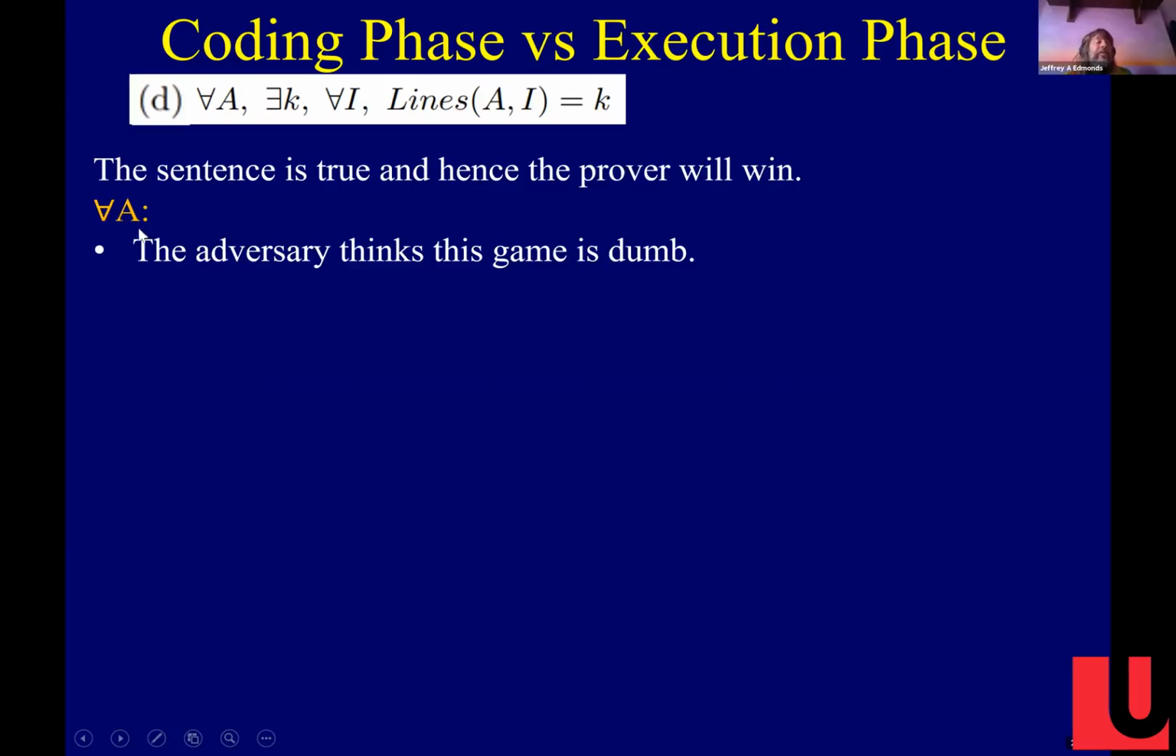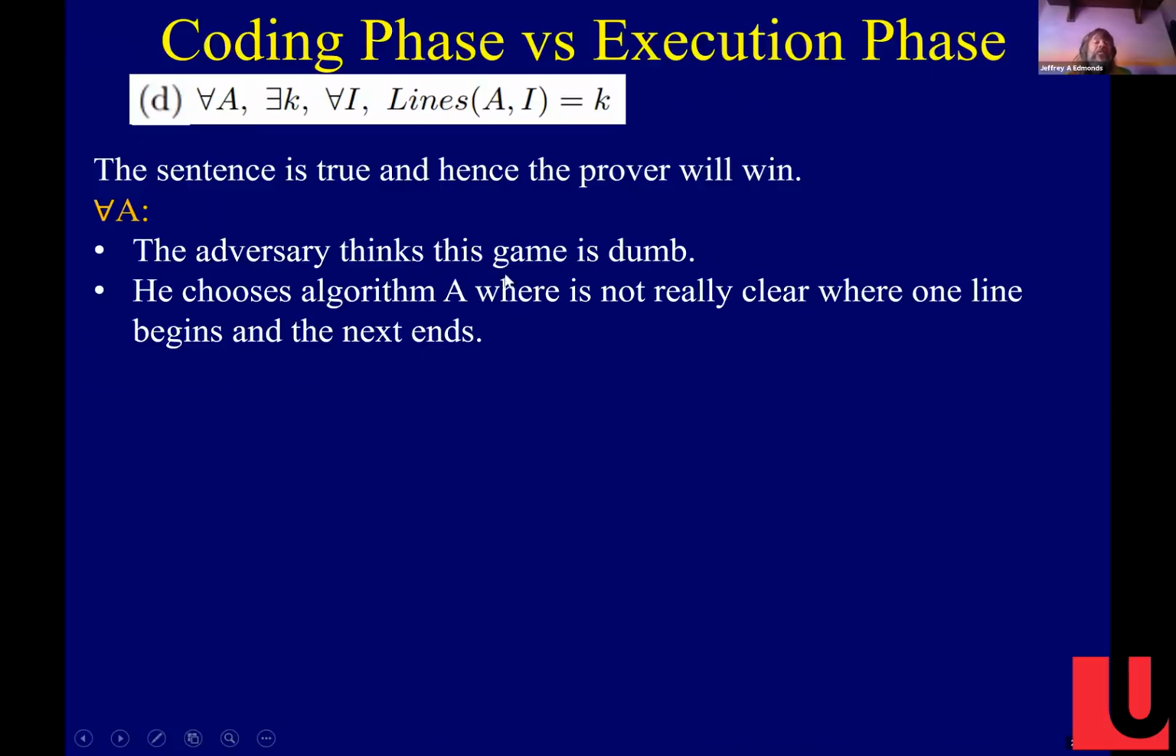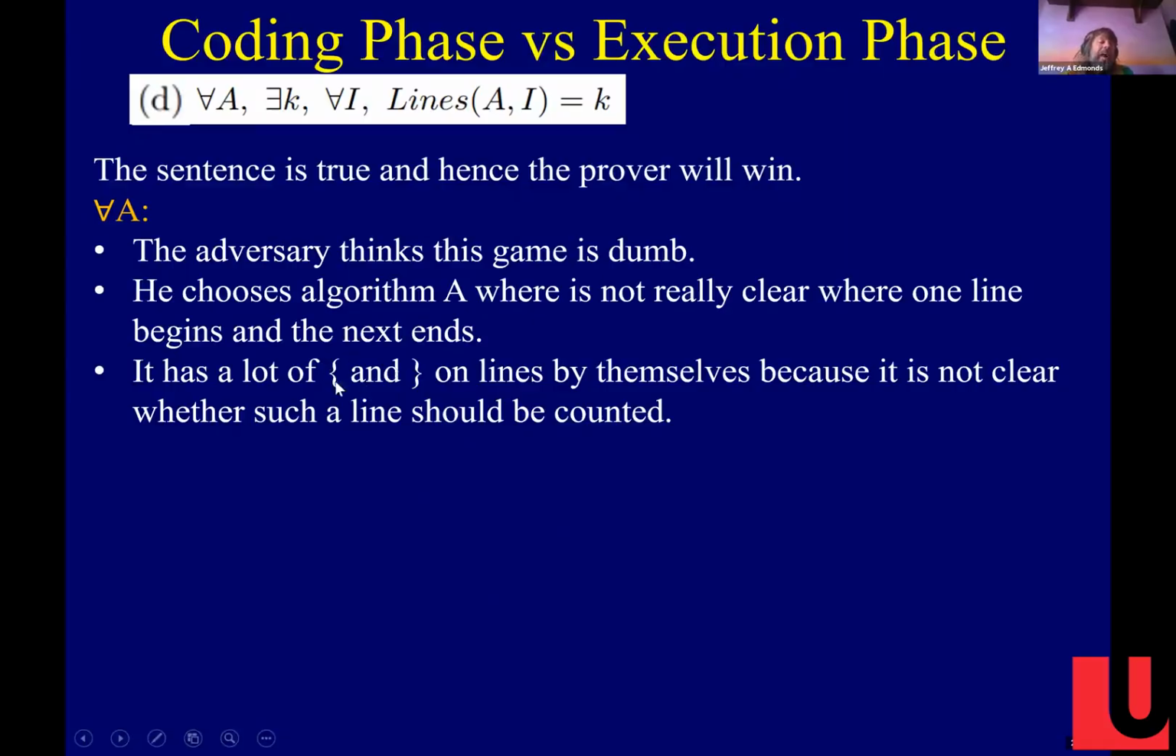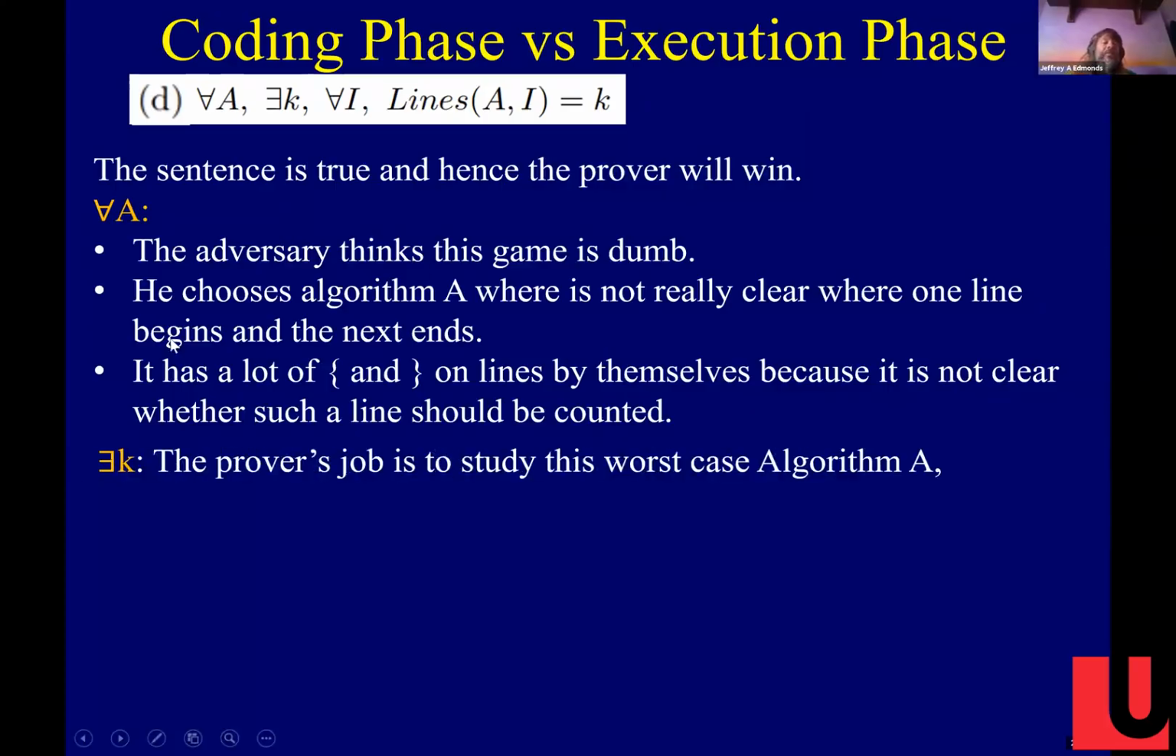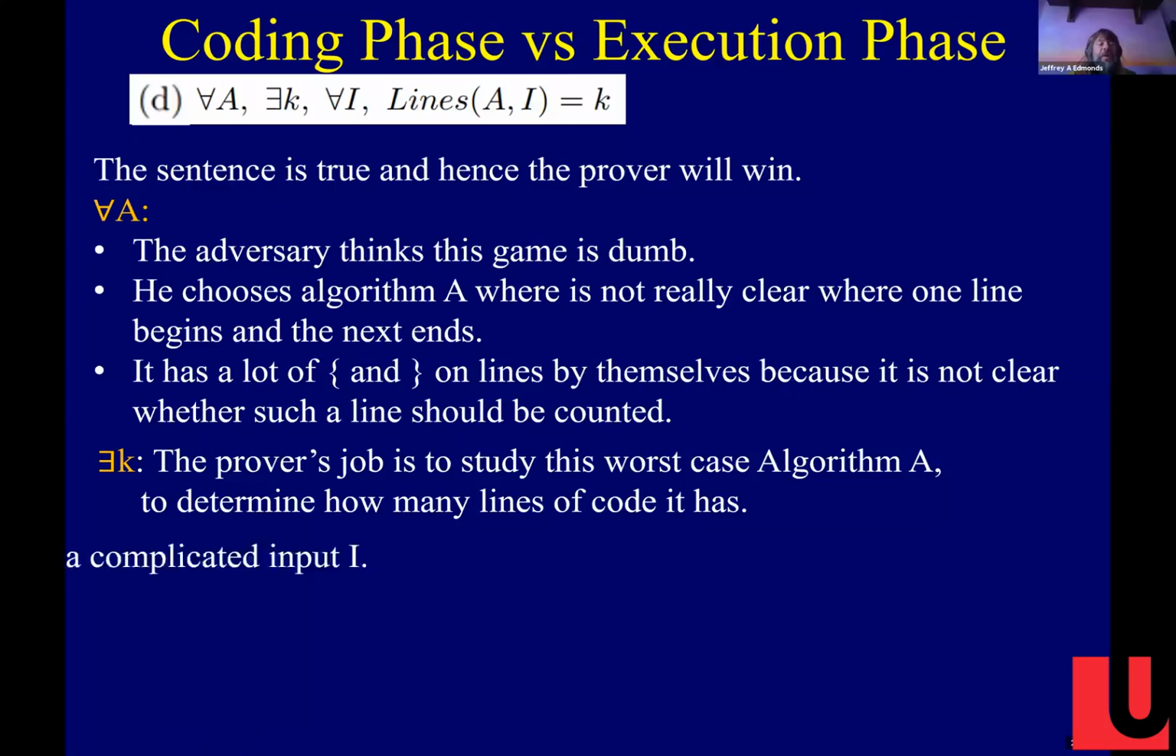The adversary thinks it's a dumb game, because he's going to lose. The adversary chooses an algorithm where it's not really clear how many lines of code it has. Maybe the line of code begins here, or is it ending here? It's not clear. Maybe there are a lot of lines that have just brackets on them. Do we count a line that just has brackets on it, or do we not count it? So anyway, the adversary gives us an arbitrary algorithm that could be really hard and confusing. And now the prover's job is to count the number of lines of code and determine how many lines it has.